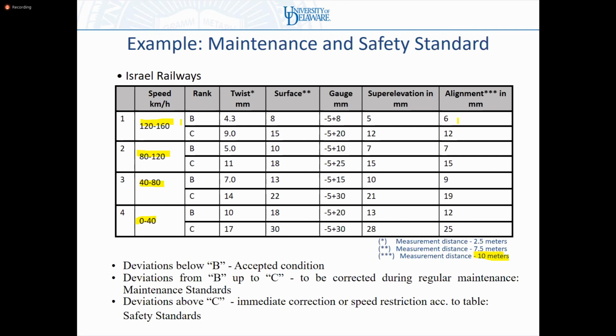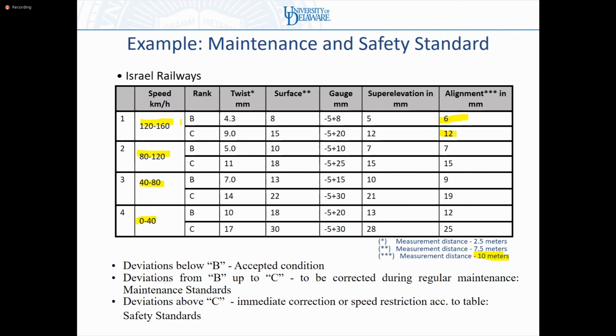So between 120 and 160 kilometers per hour, up to 6 millimeters, I don't have to do anything. I don't have to worry about it. Between 6 and 12, I have to do my maintenance. Once I hit 12 millimeters, I need to slow my train down.